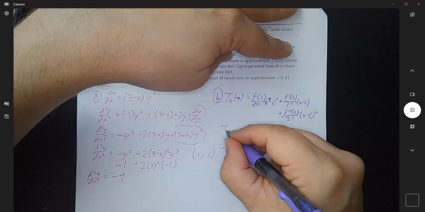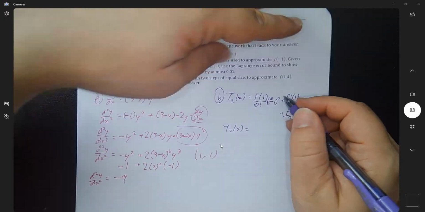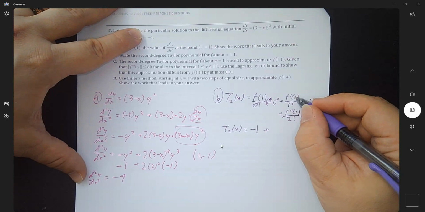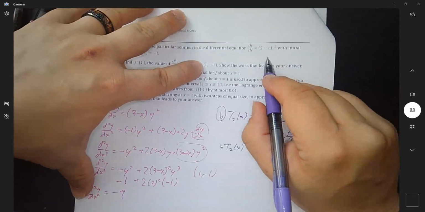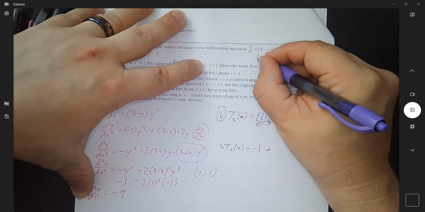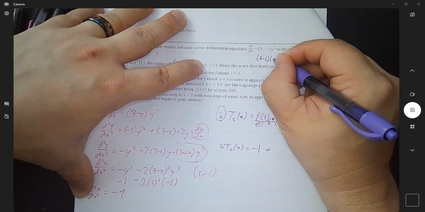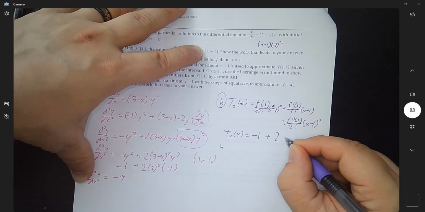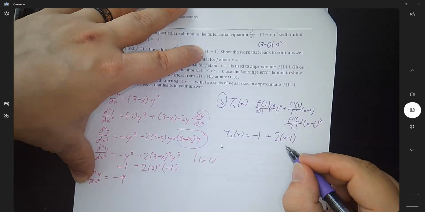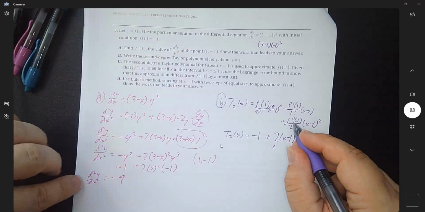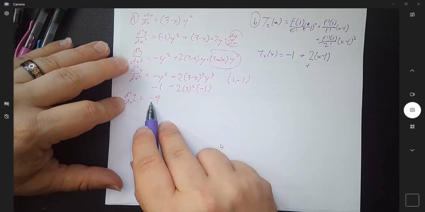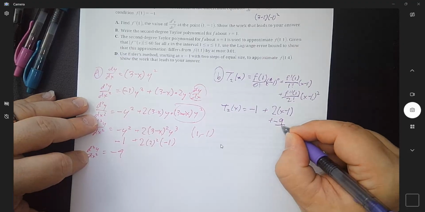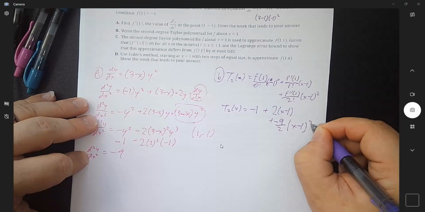Okay, so let's see if I can build this. So f at 1 is negative 1. F prime at 1, so I need to plug that into here. So this is going to be 3 minus 1 times negative 1 squared, so that's just 2. So f prime at 1 is worth 2, x minus 1. And then we're going to add to it f double prime, which we've decided is going to be negative 9. So plus negative 9 over 2 factorial, which is 2, x minus 1 squared.